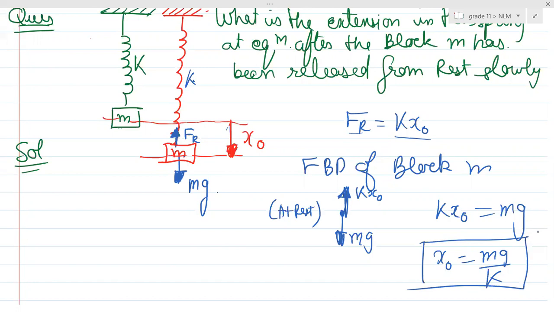Is this clear? Yes, sir. Please write it down. You need to find out this extension only, no? What is the extension in the spring at equilibrium after the block M has been released from rest slowly?